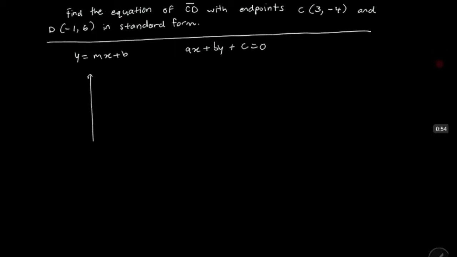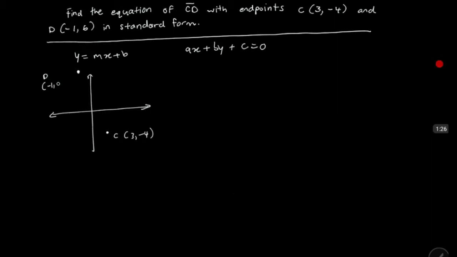I'm just going to sketch this out so you have an idea of what it looks like. Point C has a positive x value and a negative y value, so it should be found in the 4th quadrant, somewhere here. Let's call this point C, and this is (3, -4). And point D here is (-1, 6). Negative x, positive y, I would find in the 2nd quadrant. I'm going to put it here, and this is point D.